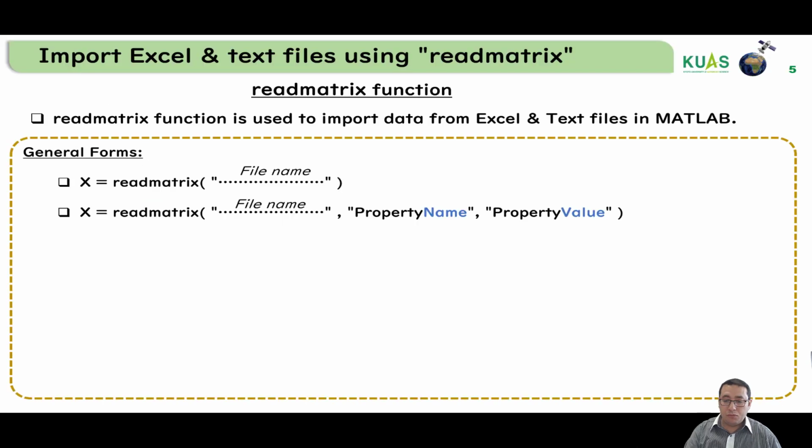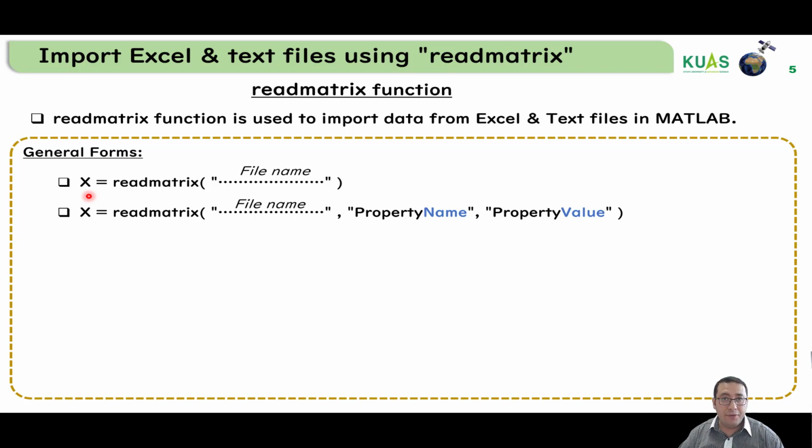Let's start. The readmatrix function is used to import data from an Excel or a text file, and we have two general forms. The first one is, for example, x equals readmatrix, and then inside that we put the file name. The data inside this file will be stored in x. So x is a matrix or a vector, based on the type of the data inside that file.